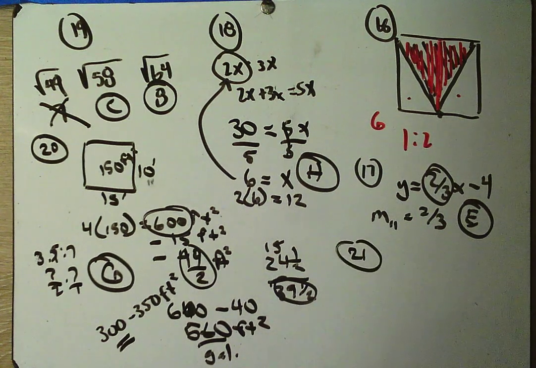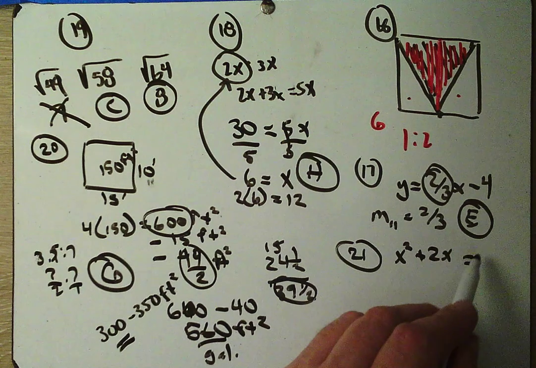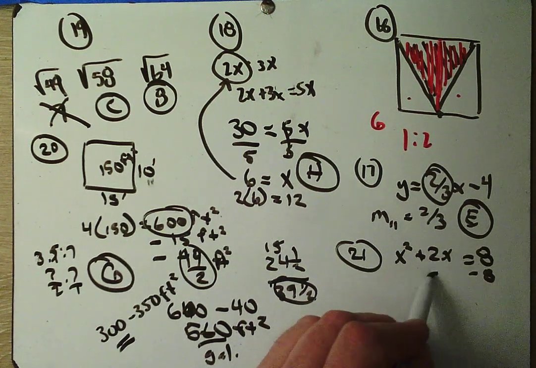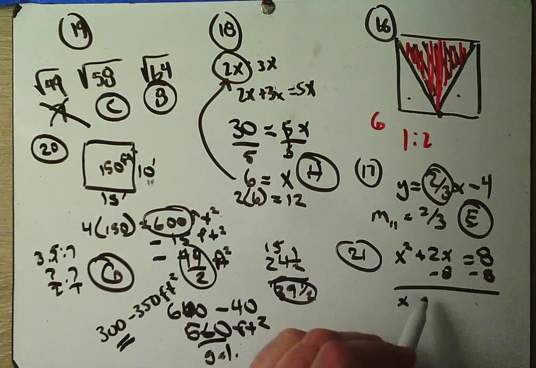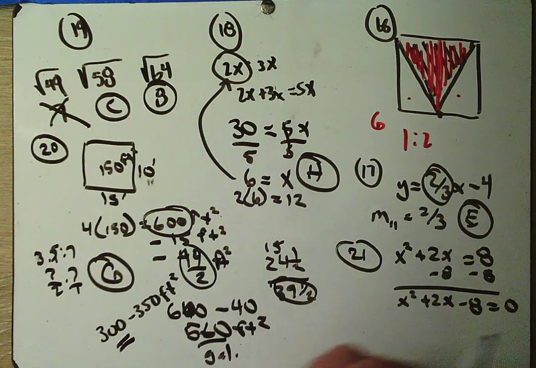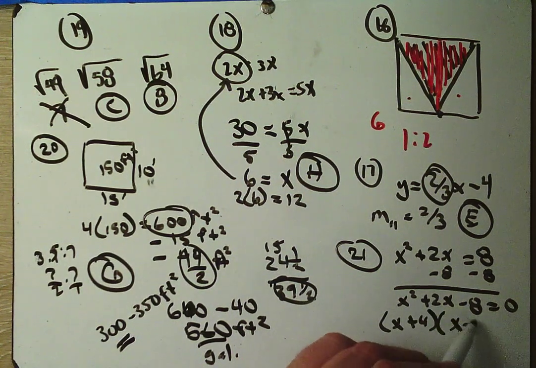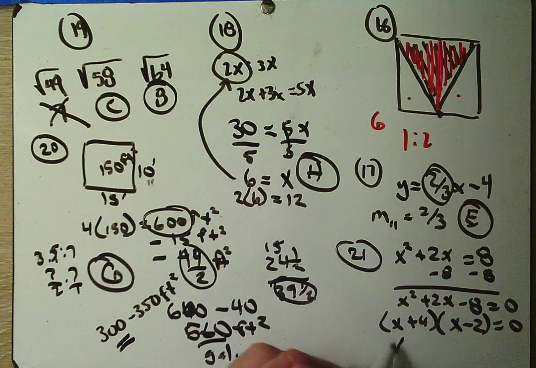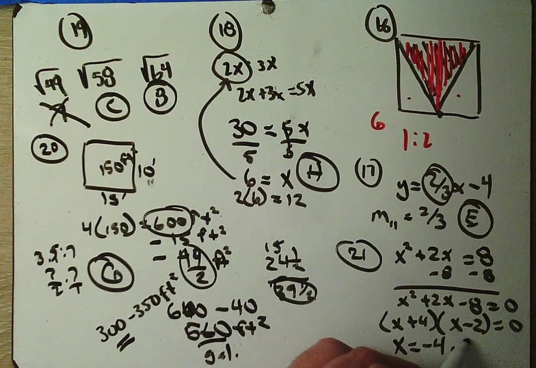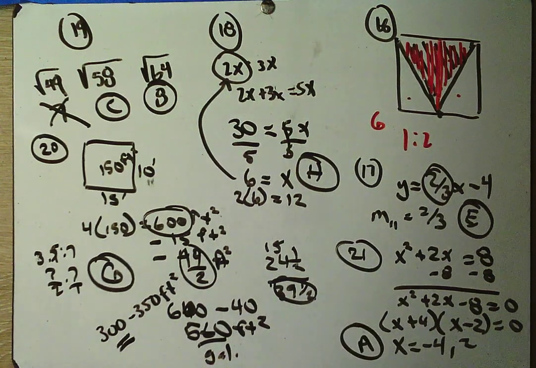What about 21? What values of x are solutions for x squared plus 2x equals 8? Remember, we need to subtract 8 from both sides before factoring. x squared plus 2x minus 8 equals 0. When we factor, we get x plus 4 and x minus 2 equals 0. So we know x equals negative 4 and positive 2. And that's choice A for number 21.